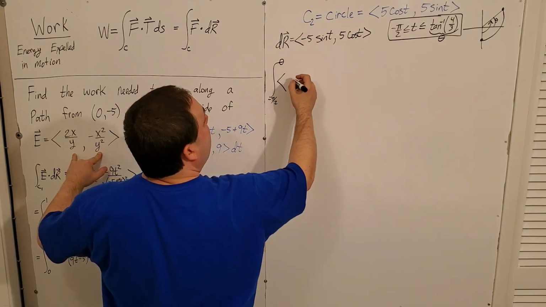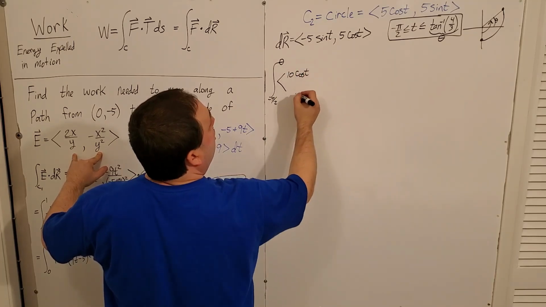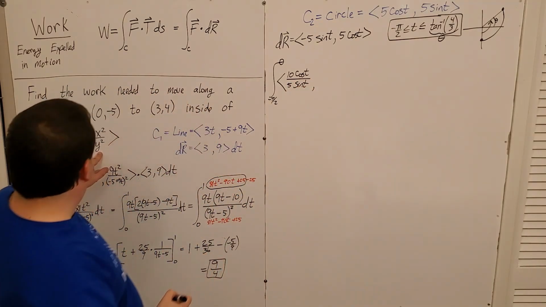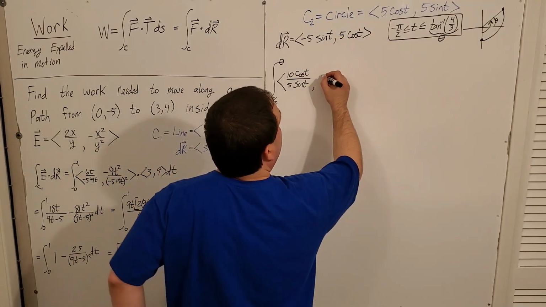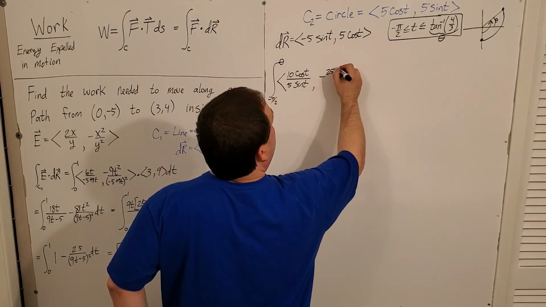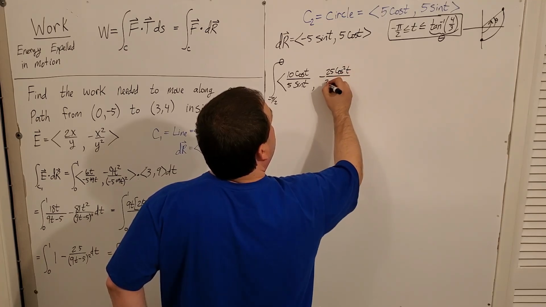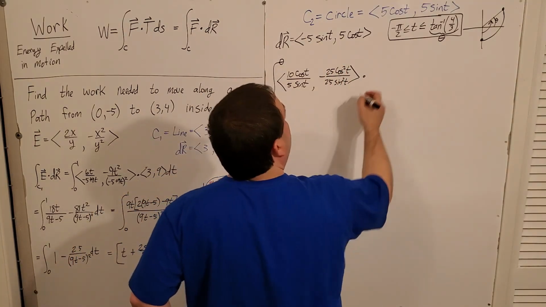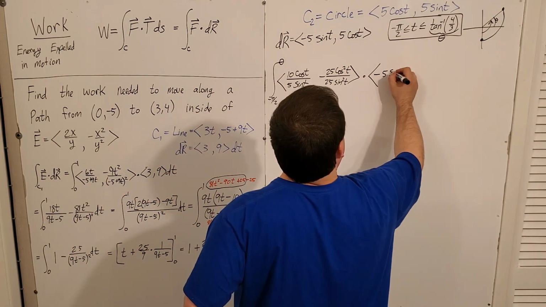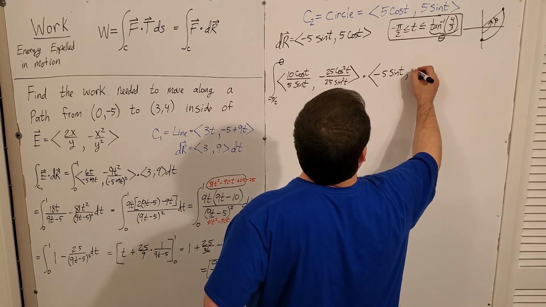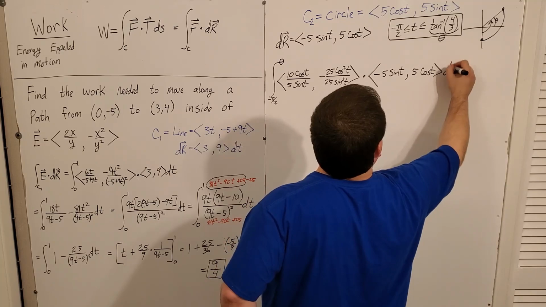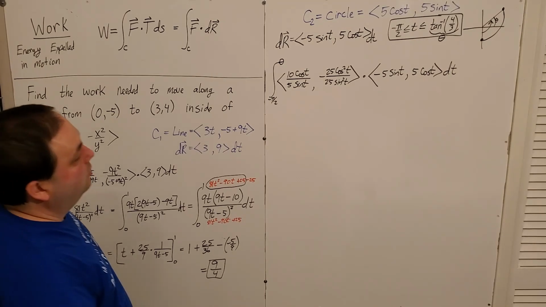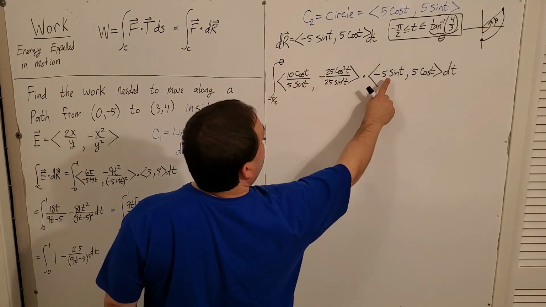So 2 times x is 10 cosine over y, which is 5 sine. And then negative x squared over y squared, so negative 25 cosine squared over 25 sine squared. And I'm going to be dotting it with this vector here, the -5 sine and 5 cosine dt. Forgot my dt here. All right, so we're dotting that. This one times this one.